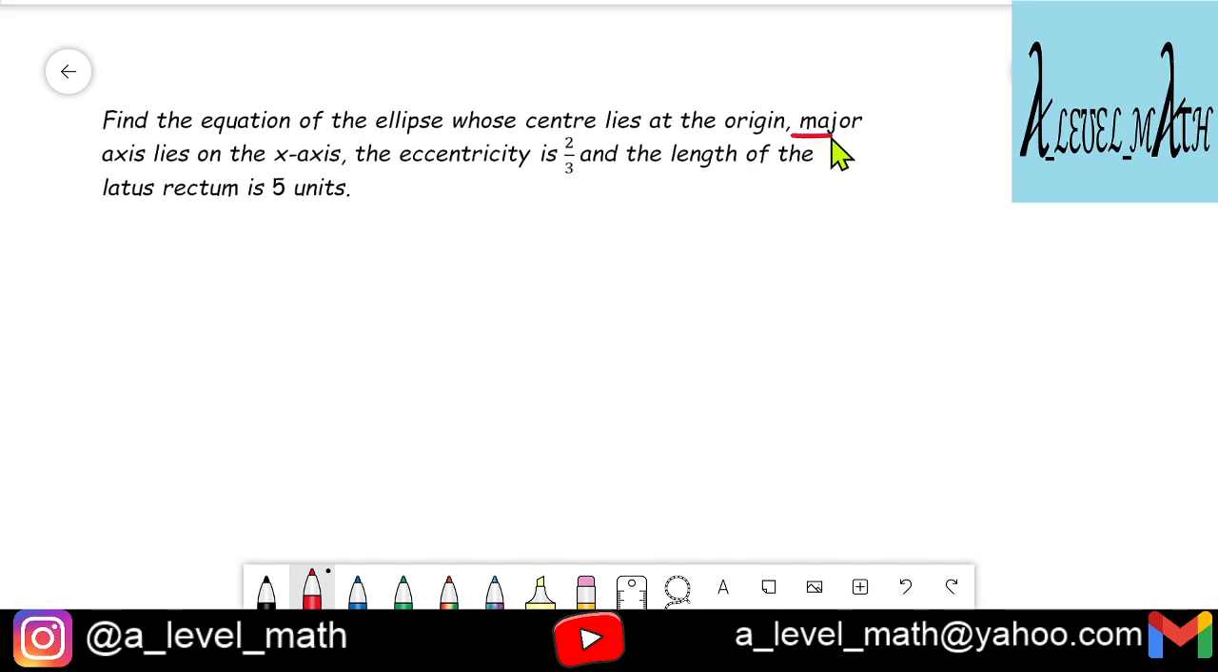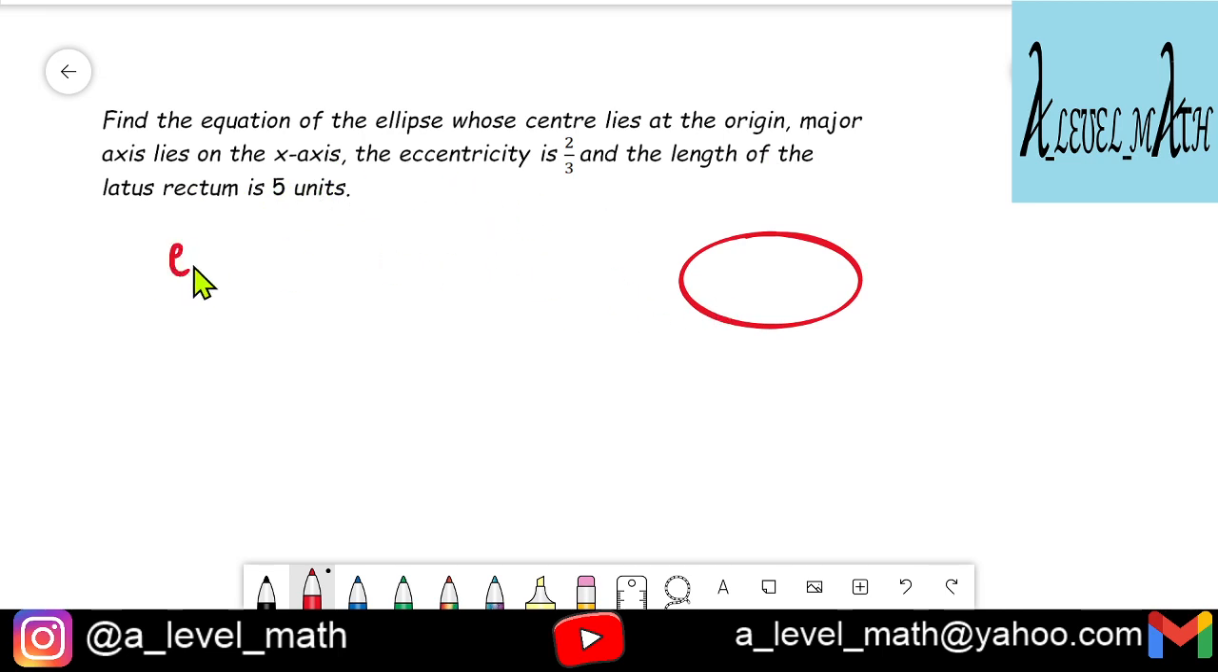Now this information, guys, that the major axis lies on the x-axis, you might see that this is not required as of now, but this will be required when we talk about vertical ellipses. For now there is only one kind of ellipse that exists, so you might see that this information is not making any sense to you, but it will, bear with me.